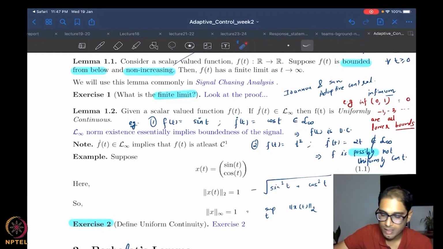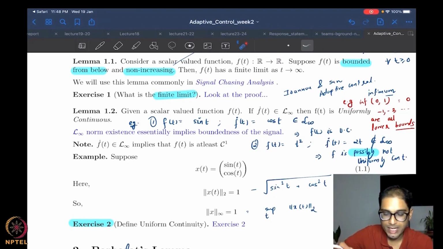Why? Because the converse is not really part of the claim. If f dot is bounded, then uniform continuity is guaranteed. But if f dot is not bounded, it doesn't mean that f is not uniformly continuous. It could still be. In this case, it is not very difficult to verify that it is in fact not uniformly continuous.